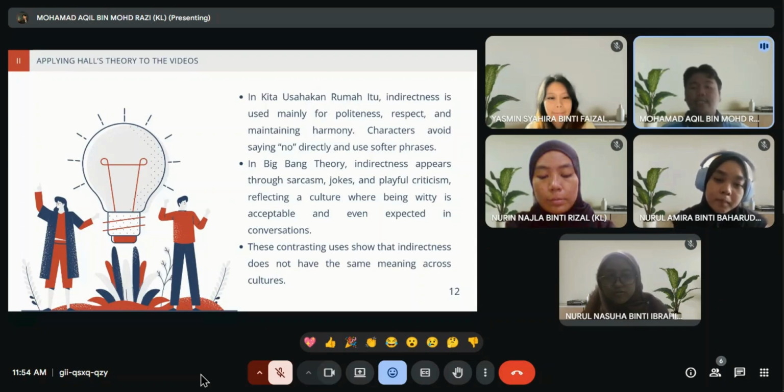Characters avoid saying no directly and use phrases, while in Big Bang Theory, indirectness appears through sarcasm, jokes, and playful criticism, reflecting a culture where being witty is acceptable and even expected in conversation. These contrasting uses show that indirectness does not have the same meaning across cultures.